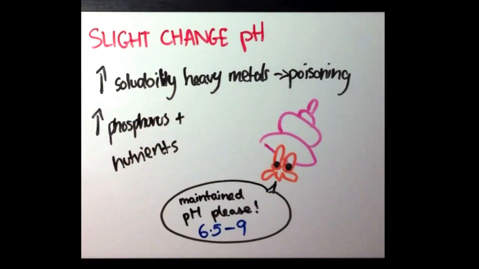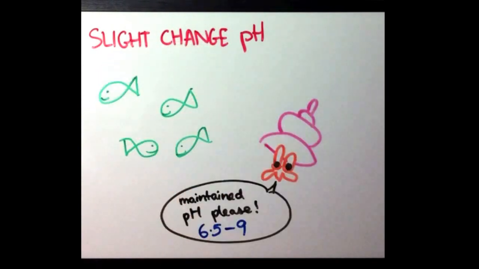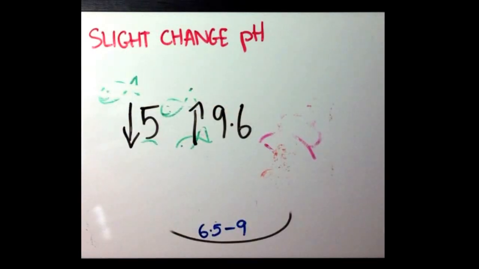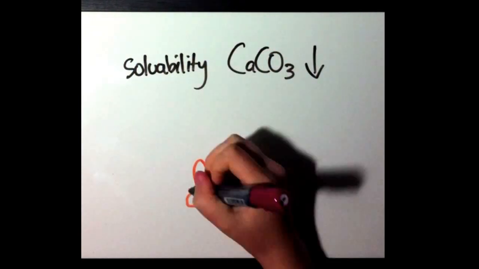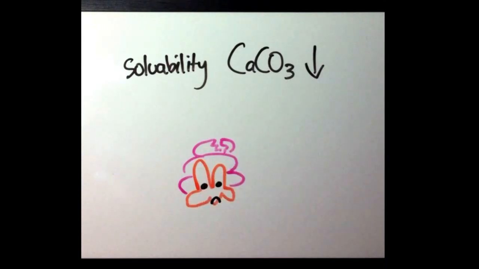With an increase of nutrients, some species thrive while others die out. When the pH of water falls below 5 or rises above 9.6, the harmful effects become noticeable. The solubility of calcium carbonate is reduced outside of this range. This inhibits shell growth in most organisms.